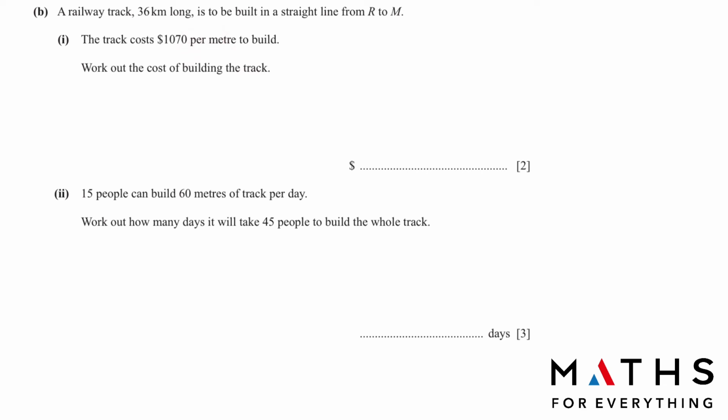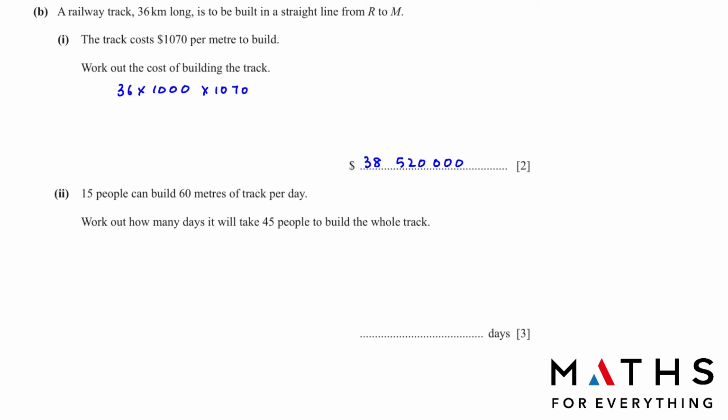So first thing is we change the kilometer to meter by multiplying by 1000. And then now that we have our distance in meter, we multiply by 1070. It will give us 38,520,000 as the answer. Very straightforward question. Just remember to look at the units. Always the units should be the same.